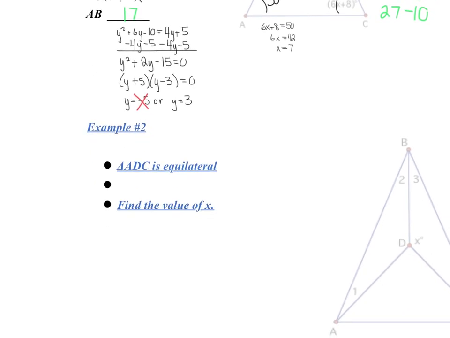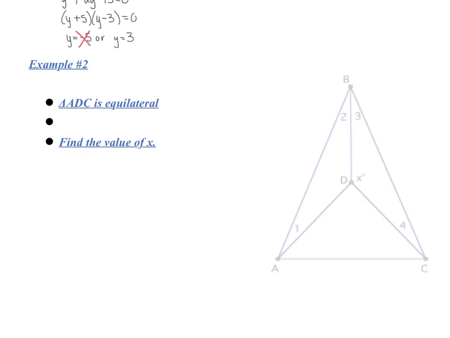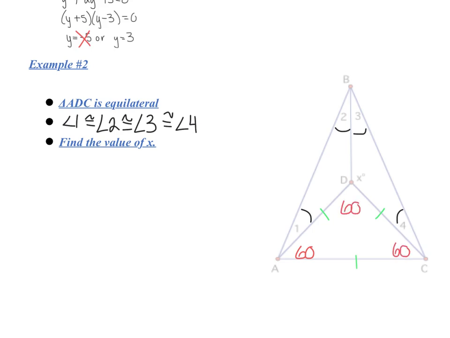Okay, example number 2. We know that triangle ADC is equilateral. So I'm going to mark the 3 sides as being congruent to each other. We are also given that angle 1 is congruent to angle 2, is congruent to angle 3, is congruent to angle 4. So we're going to have to find all the missing angles. I know in my equilateral triangle, all of the angles are 60 degrees. They have to be, because equilateral is equiangular, so all the angles are going to be 60.